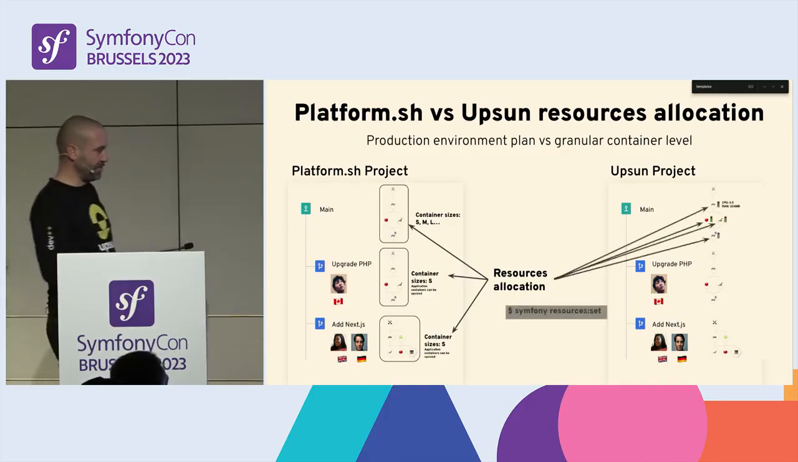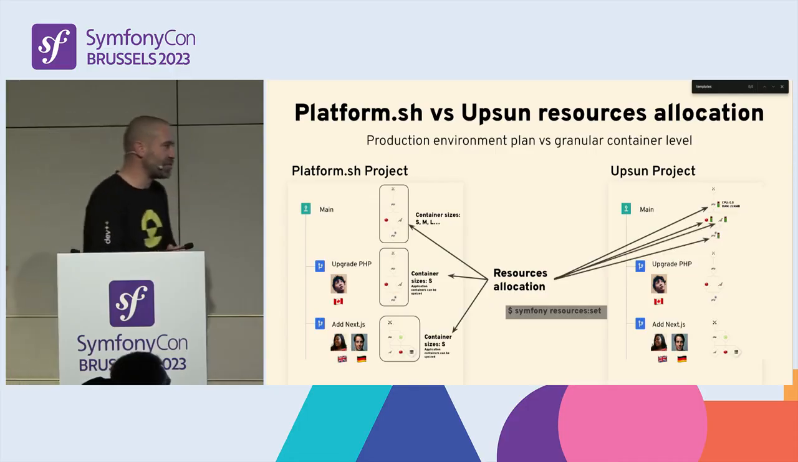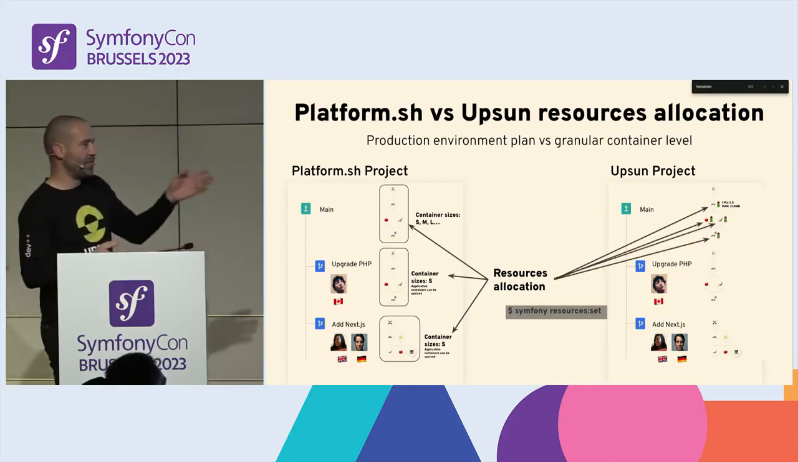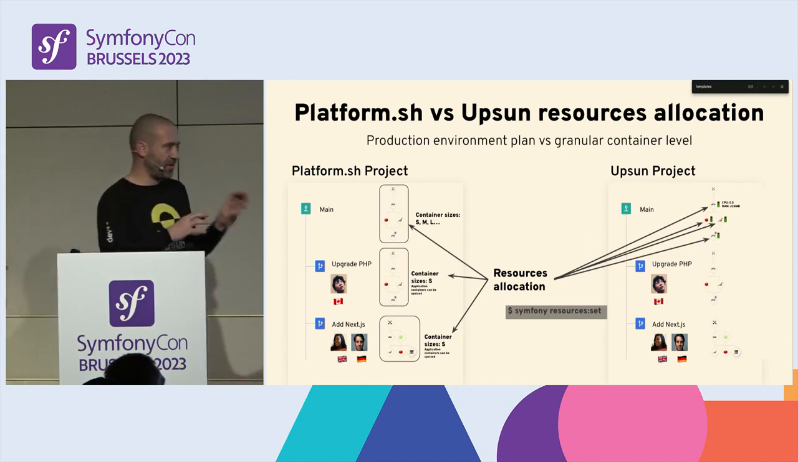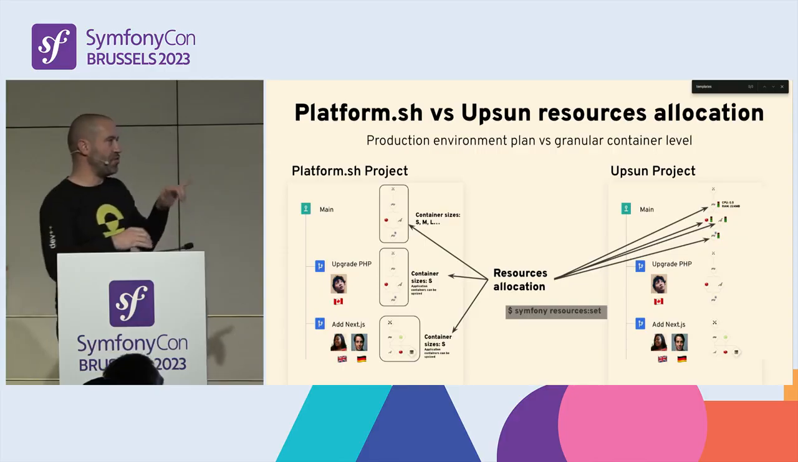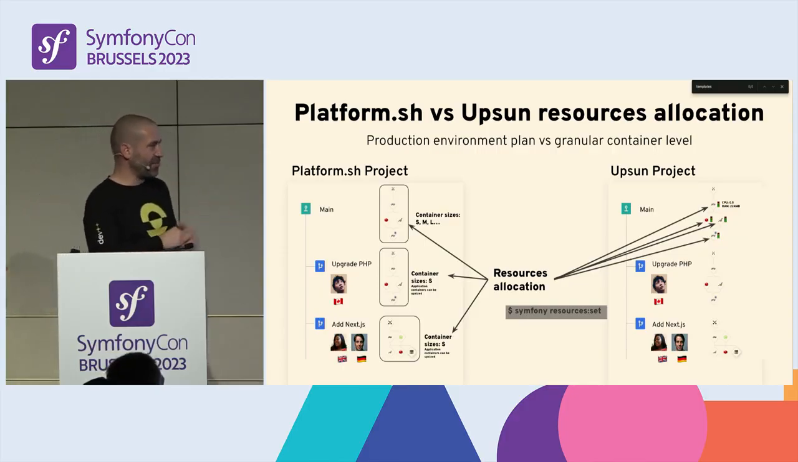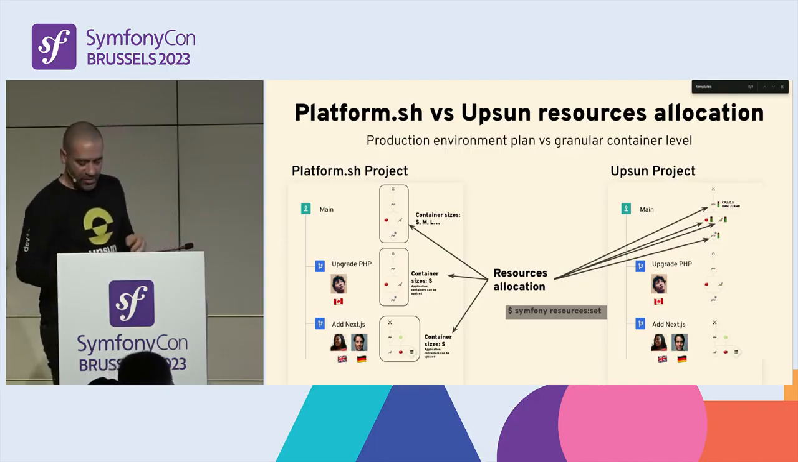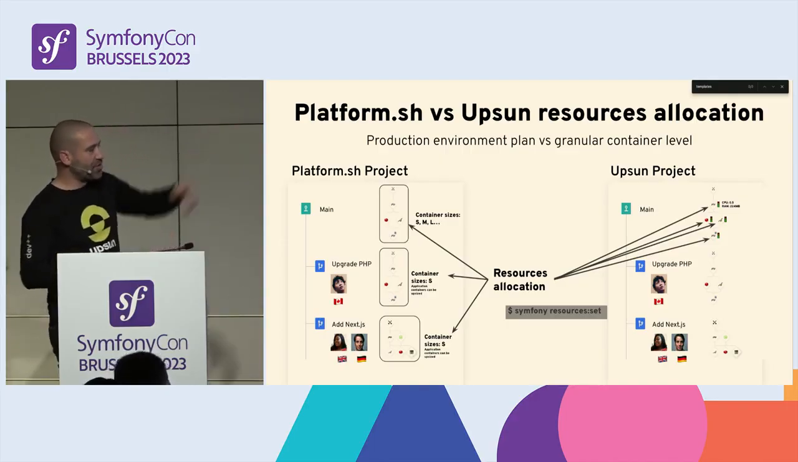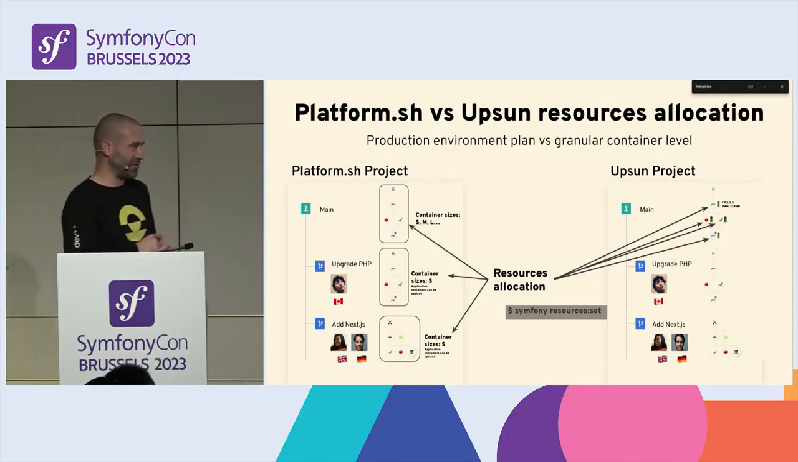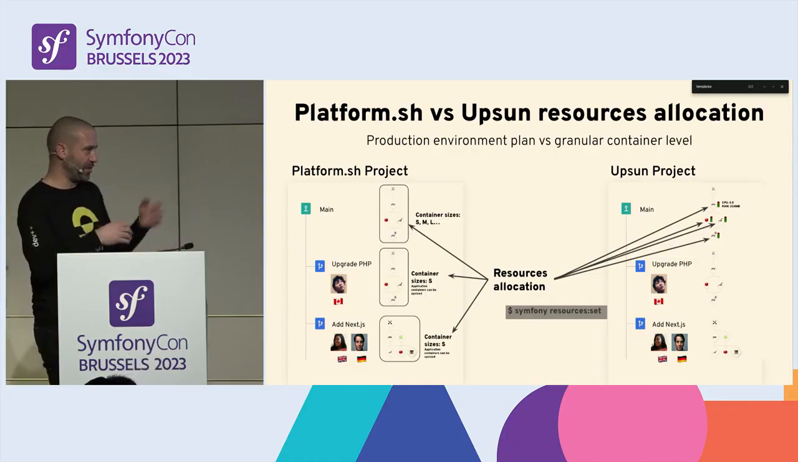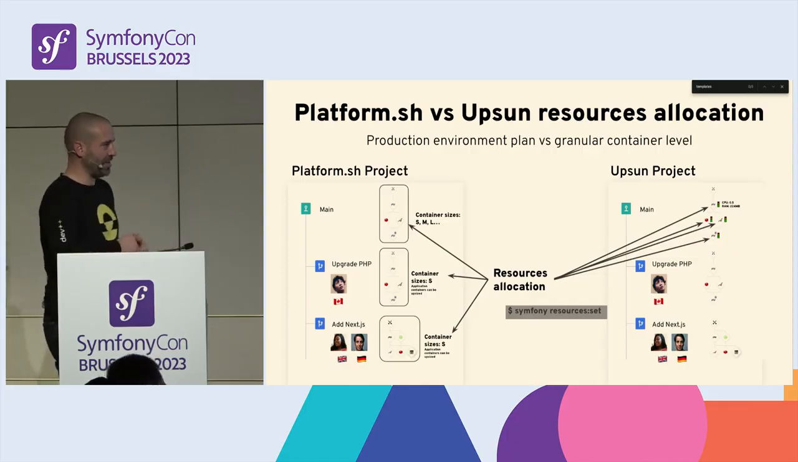But with Upsun, we introduce a new CLI command, resource set, that will let you allocate per container the ratio of CPU and RAM that you want. So it's more flexible, and by default, the first time you push to production, we will use some default amount of resources, depending on the image that we deploy on containers.